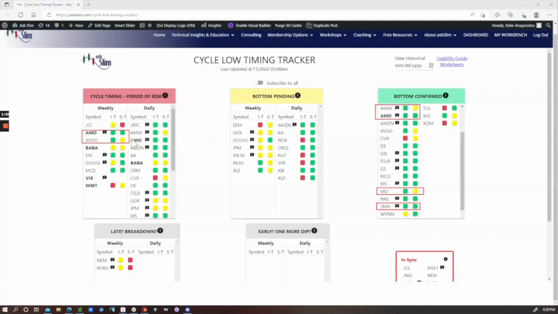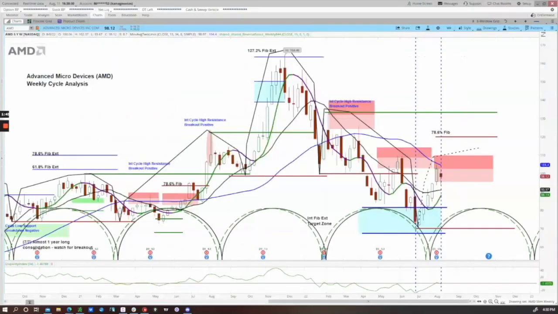The one that we're going to focus on today is AMD. Since it's in both its weekly as well as its daily cycle timing window, it's found on the cycle low timing tracker in bold font. The green squares next to AMD are pulled from another askSlim tool, the Slimulator ranking system, and that shows that conditions based on momentum and cycle phasing favor a long side bias in AMD in both the intermediate and short-term time frames. Let's go and take a look at the chart of AMD.